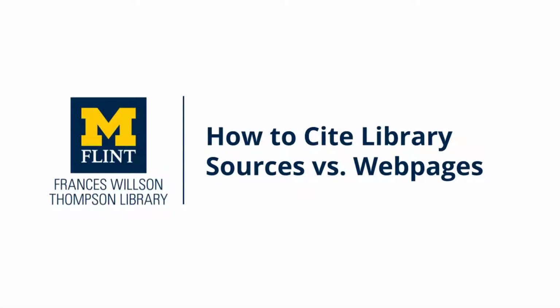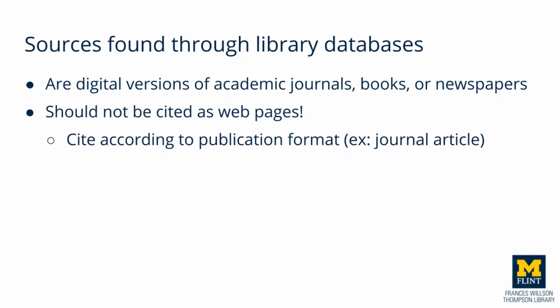This tutorial will focus on the difference between citing sources found through the Thompson Library's databases and citing web pages found on the open internet. Most sources of information you find through the Thompson Library are digital forms of academic journals, books, and newspapers. Since these sources can also be found through other libraries and personal subscriptions or purchases, you should not cite them as a web page. Instead, cite them according to their publication format to help your readers locate them.